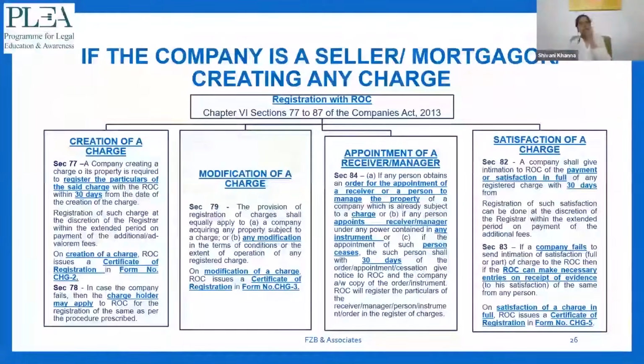What if a receiver is appointed by the order of the court, or for example, a manager is appointed under any instrument in respect of a particular property? That too has to be notified to the ROC. Now, when you notify all these things to the ROC, the ROC makes a note in the register in respect of those companies, and a certificate of registration of charge or modification or satisfaction gets issued by the ROC.